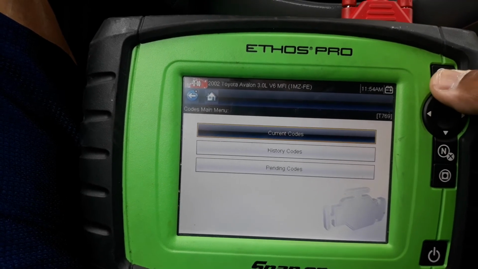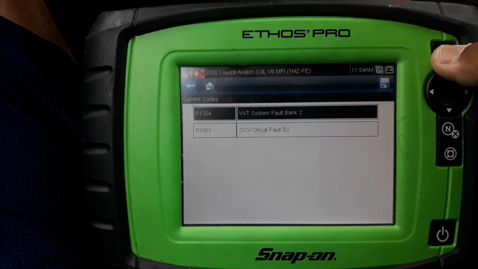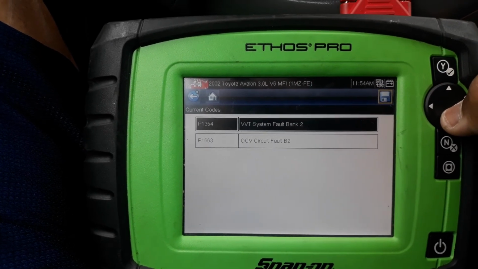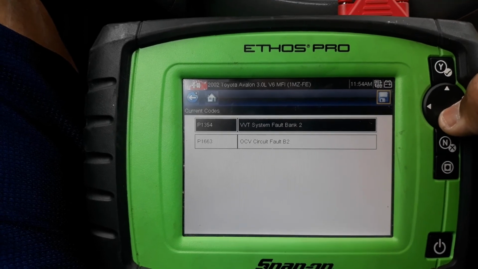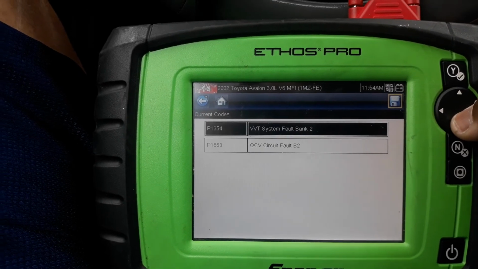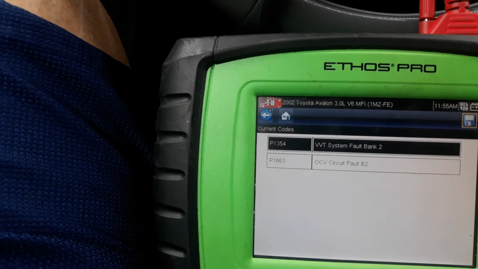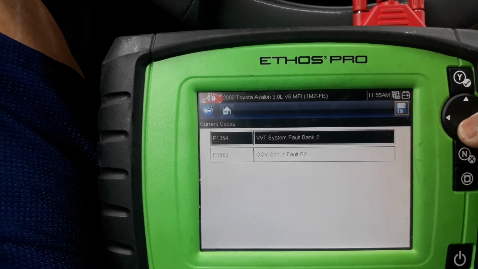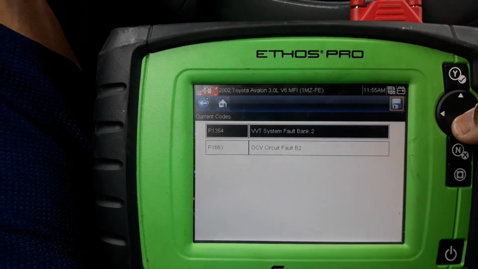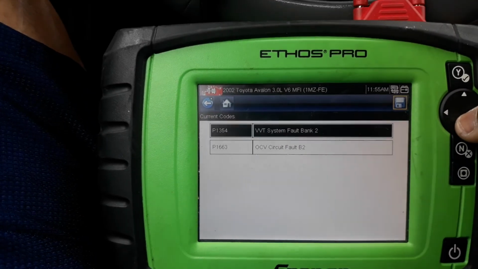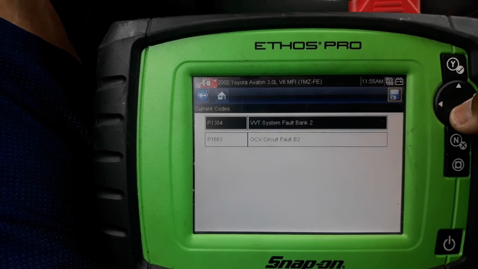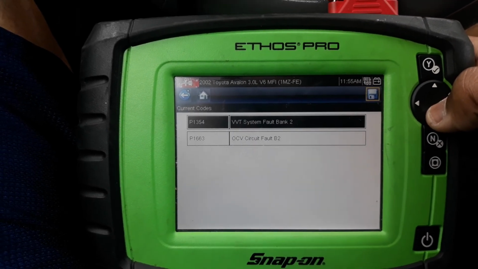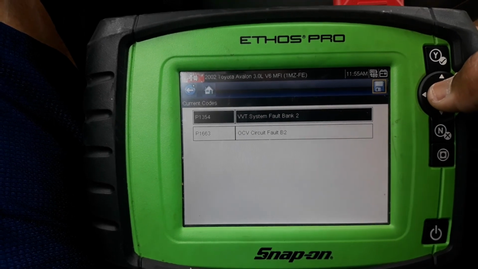Okay, so let's see if I got any current codes. VVT system fault, OCV circuit fault. Now, one of the things I want to teach you is how to look up research. We're going to look up research on these two. Since we only have two, we can do a quick lesson on that. If we had more, then we'd have to chop them up into categories and then figure out which direction we can go. But I want to show you something when looking up the code.